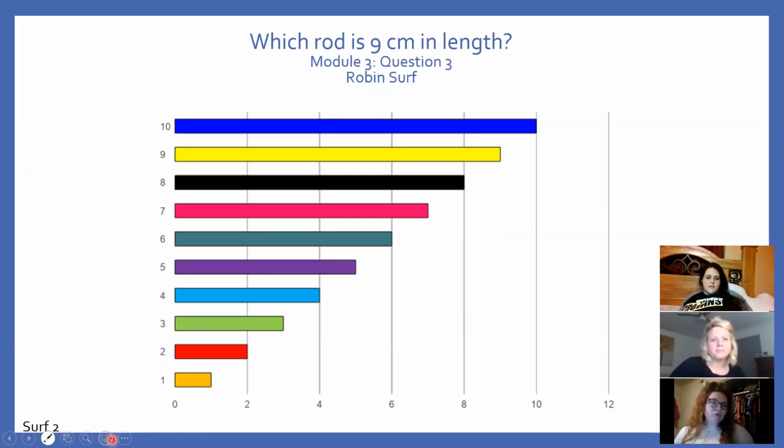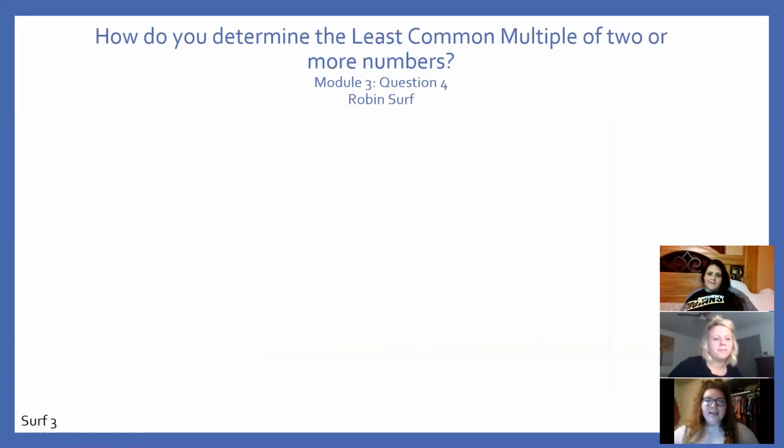Robin, which rod is 9 centimeters in length? Okay, so given that each rod's number is also its length in centimeters, are you able to tell which rod is 9 centimeters long? Well, yes, the answer is actually the yellow rod. When you see it visually, it's pretty simple, but what if I asked you which rod represented 5x equals 20? Well, the answer is 4, the light blue. You look at the light blue rod right here visually to see. Yeah, that makes sense. That's pretty cool. Interesting. That's neat.